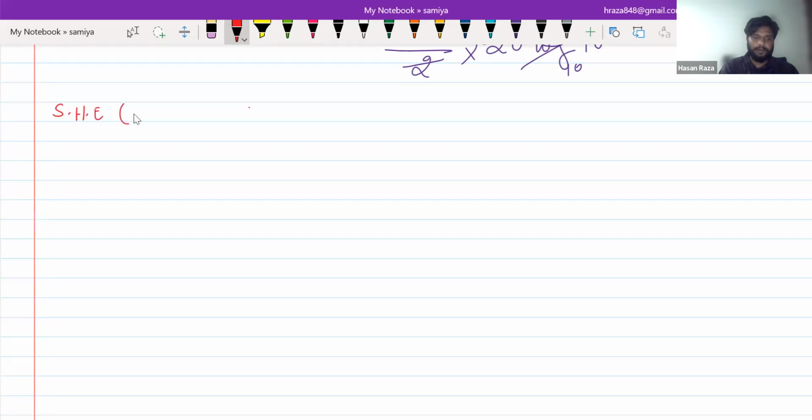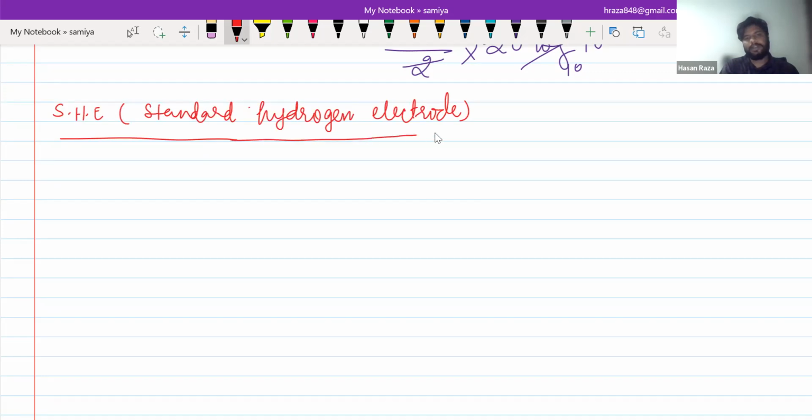SHE, and this is basically a standard hydrogen electrode. Now see, what is a standard hydrogen electrode? Basically, the electrochemical series that we have studied also in class 9, the reactivity series, according to the value they are arranged, and that value comes when hydrogen is taken as reference. That means when hydrogen is at cathode, and you know that at cathode there will be reduction.